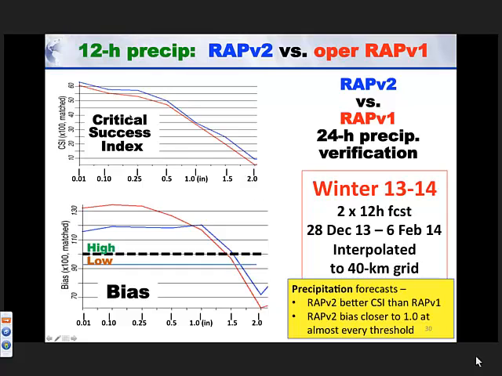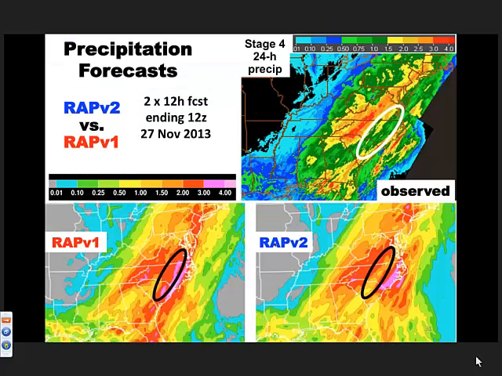Again, the CSI looking better for RAP V2 at all different thresholds. This is for 12-hour forecast periods, and then the bias being better. So this is a pretty good outcome for precip. We have a couple of case studies to look at here. Steve Wygant put these together for the EMS meeting.